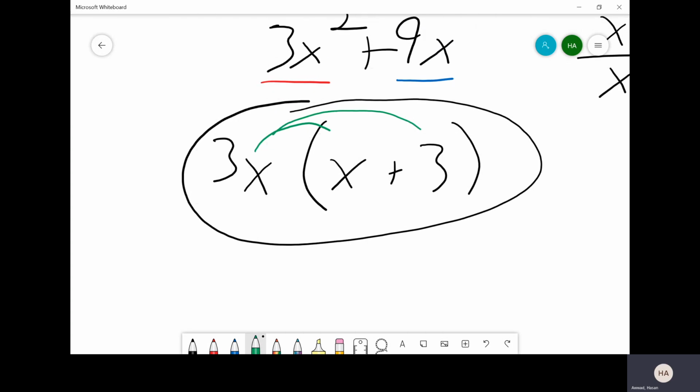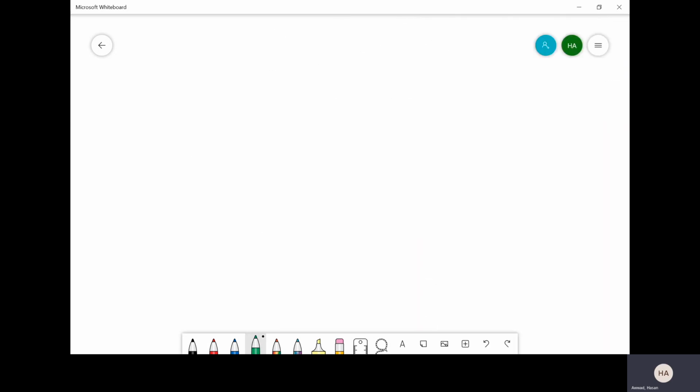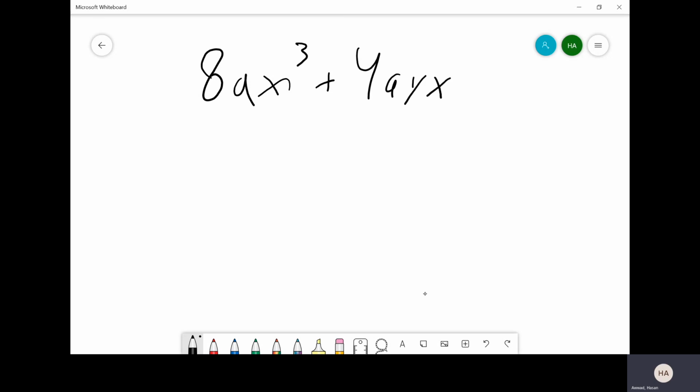So I'm going to go ahead and let you guys give number 1 on the classwork a shot. And number 1 is, if we have, oops, don't want to be in green, my mistake. If we have 8ax cubed plus 4ayx squared. And I say I want you to factor this. So go ahead, give this a shot, see what you guys can come up with, and then unpause the video when you are ready.